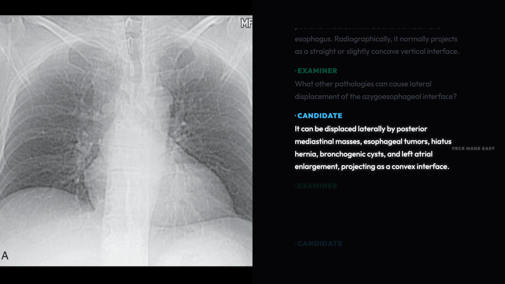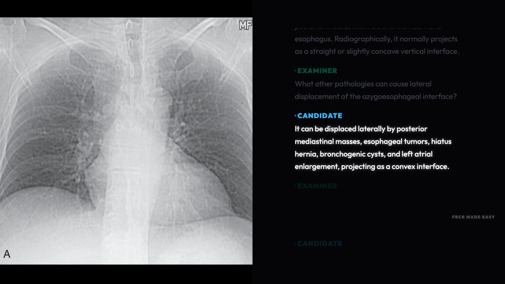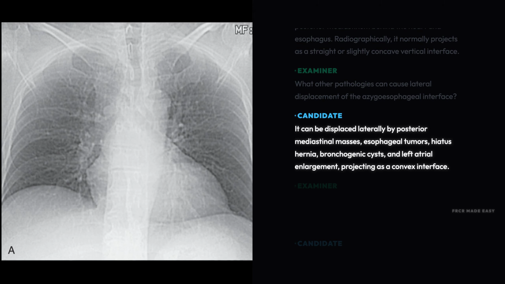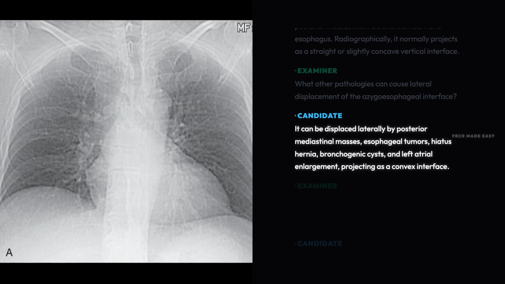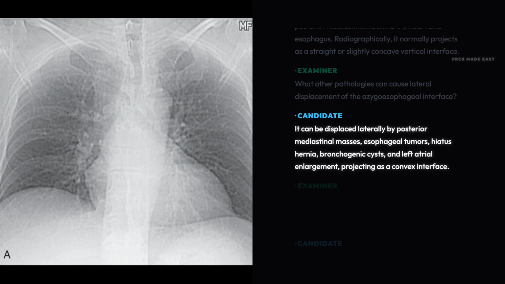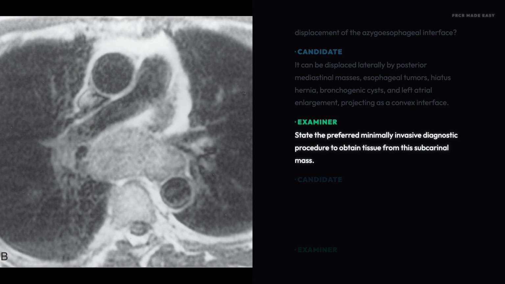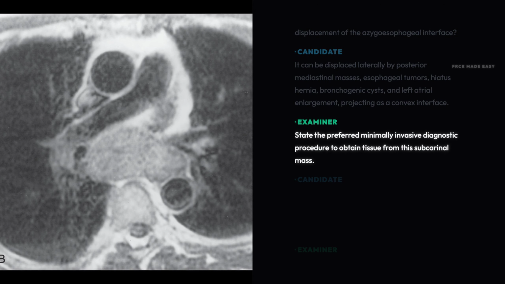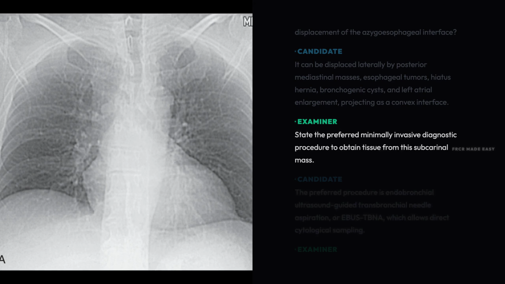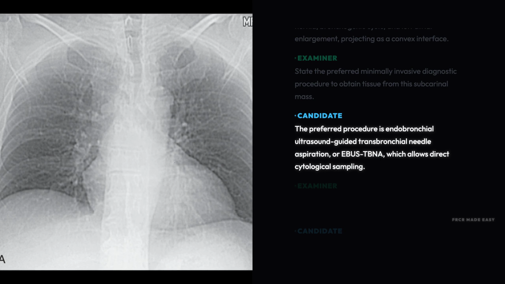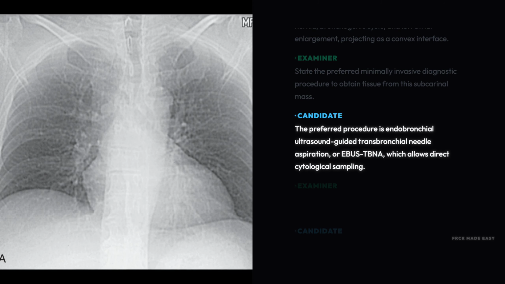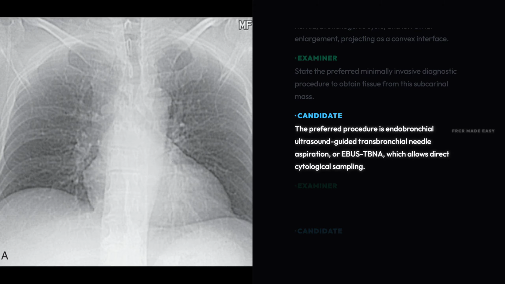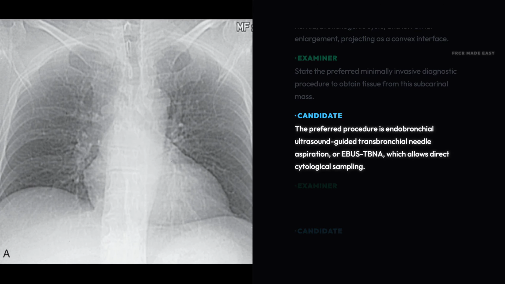It can be displaced laterally by posterior mediastinal masses, esophageal tumors, hiatus hernia, bronchogenic cysts, and left atrial enlargement, projecting as a convex interface. State the preferred minimally invasive diagnostic procedure to obtain tissue from this subcarinal mass. The preferred procedure is endobronchial ultrasound guided transbronchial needle aspiration, or EBUS-TBNA, which allows direct cytological sampling.